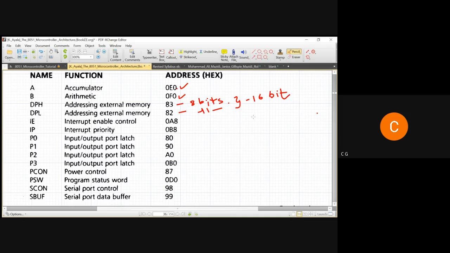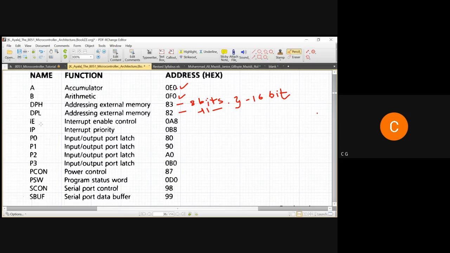Okay, so these two combined will break the address into two parts, MSB and LSB. The lower byte of the address will go with DPL and the higher byte will go with DPH, meaning higher bytes. 8 bits equal 1 byte.